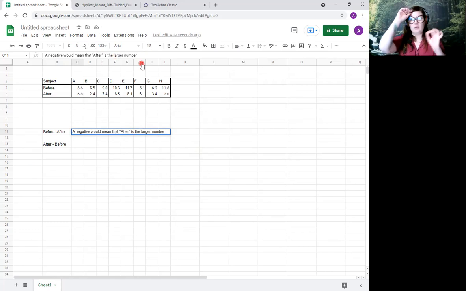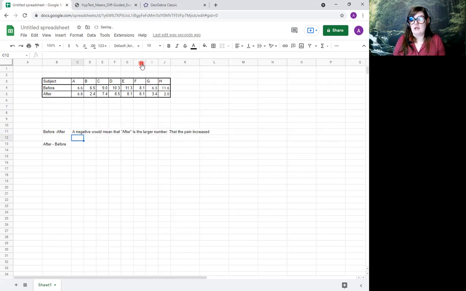Well, remember, a bigger number means more pain, right? So this would mean that the pain increased. That hypnotism made the pain increase.